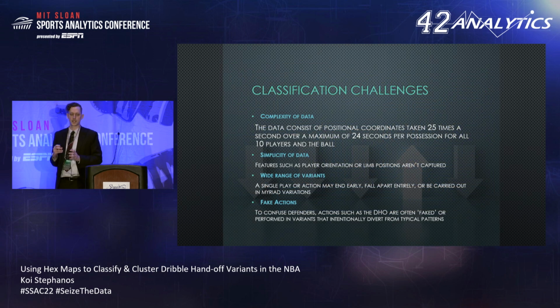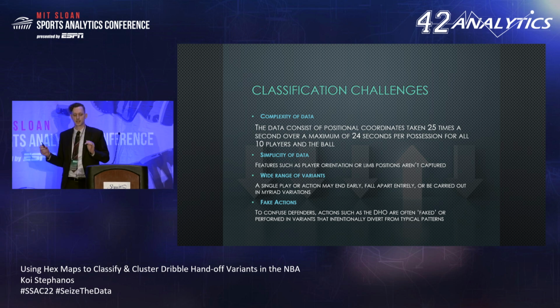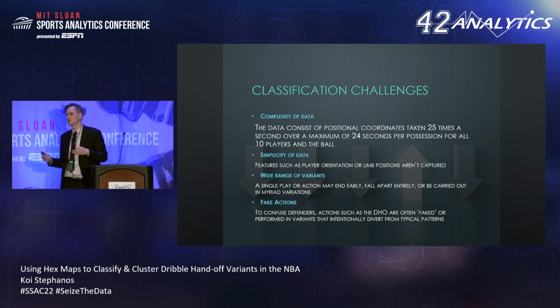So a couple of the issues in trying to classify it. First off, the complexity of the data. We are capturing coordinates for all 10 players on the court, as well as the ball and the refs, actually, 25 times per second. So you have a lot of very granular data. On top of that, it doesn't really have everything that we'd like. We'd love to see the orientation of the arms, if they're watching the ball, if they're watching somebody else, but unfortunately we get a little pinpoint for every player. So we don't really have that kind of broader context, or at least we have to try to extract it out of the raw data as much as possible.